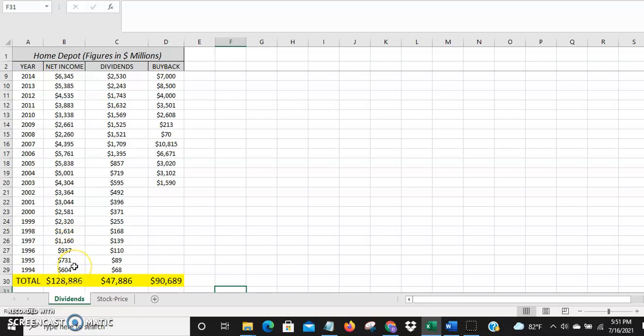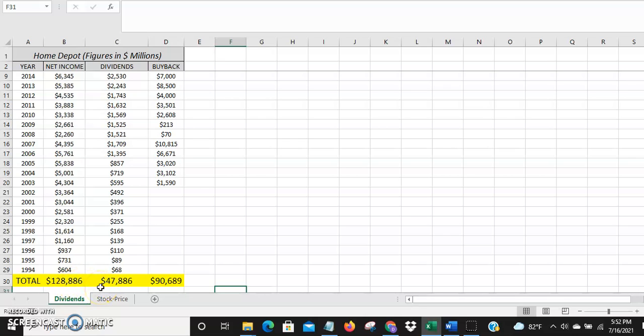It was 604 million in 1994, 731 million in 1995, 937 million in 1996, 1.1 billion after that. So you see it is steadily growing, and it keeps paying back its investors. In the last 26 years, it has earned $128 billion.